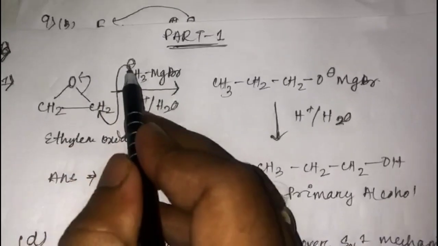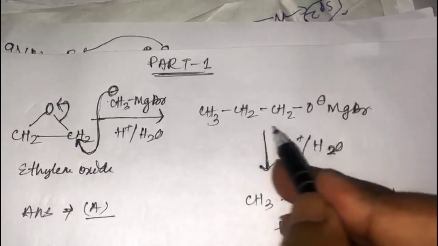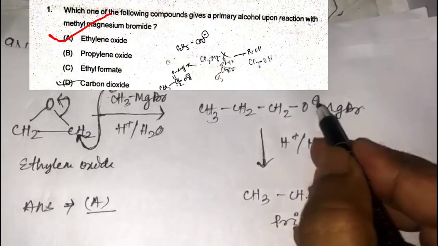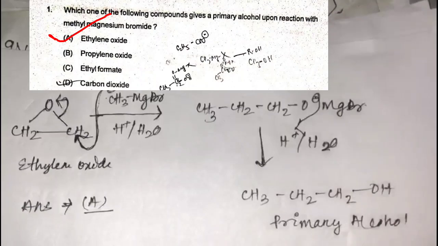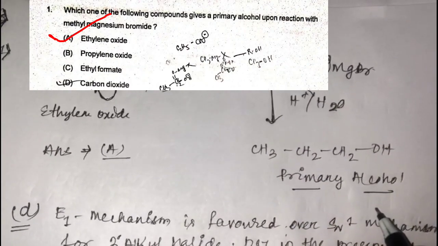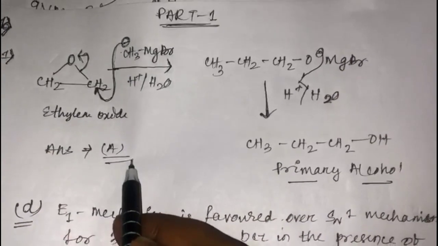See, here this is methyl magnesium bromide. Here your negative charge will attack on this electrophilic carbon and this one will shift to oxygen. Okay, so this will be formed. In the next step hydrolysis takes place and the product, that is primary alcohol, is formed. So the correct answer for this particular question is A.